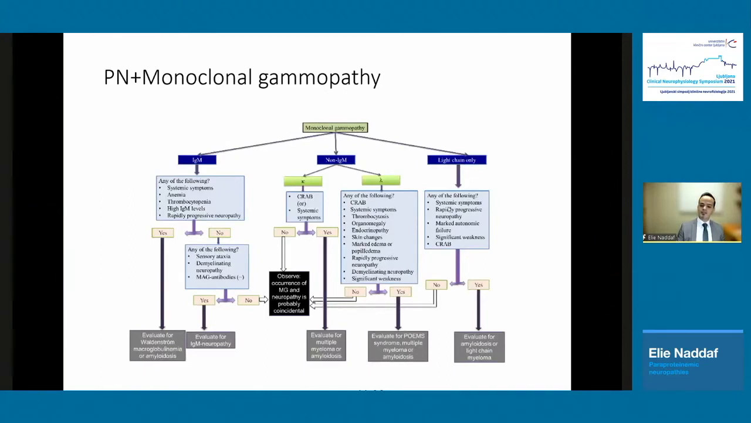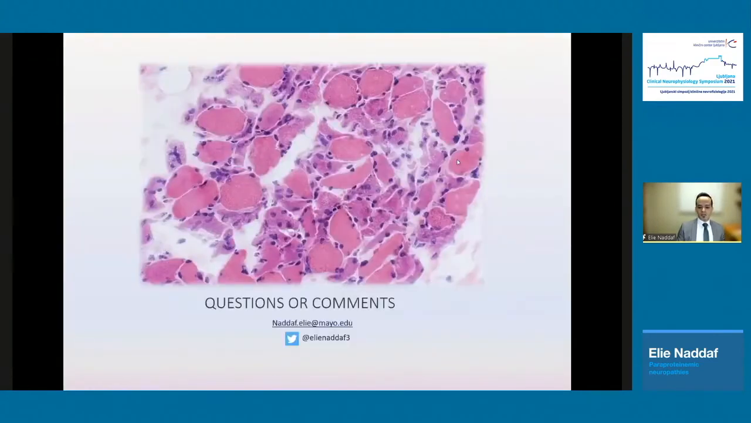You're screening mainly for signs of myeloma or amyloidosis. And if these are not present, again, it's likely coincidental and you monitor them depending on the risk of progression. With that, I conclude my talk. This is actually from a muscle biopsy. A wave of regenerating fiber was also another sign of hope, and I'll be happy to take any questions or comments. And if we run out of time, feel free to contact me. This is my email and my Twitter handle, and thank you.